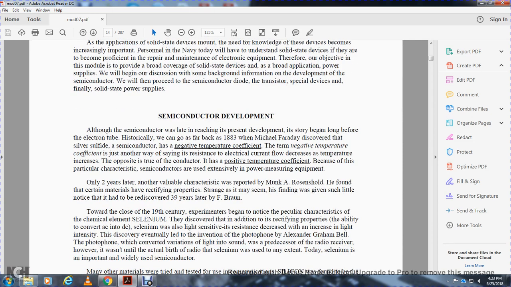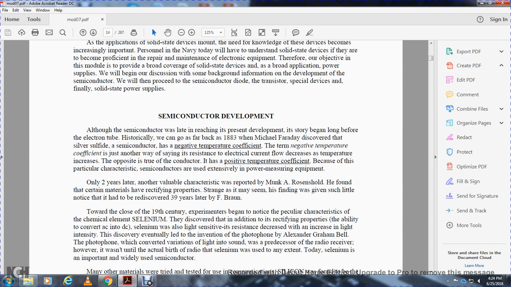Although semiconductor development has reached its present state only recently, the story began long before the electron tube. Historically, we can go back as far as 1883, when Michael Faraday discovered the silver sulfide semiconductor's negative temperature coefficient. A negative temperature coefficient is just another way of saying that its resistance to electronic current flow decreases as the temperature increases. The opposite is true for a conductor, which has a positive temperature coefficient.